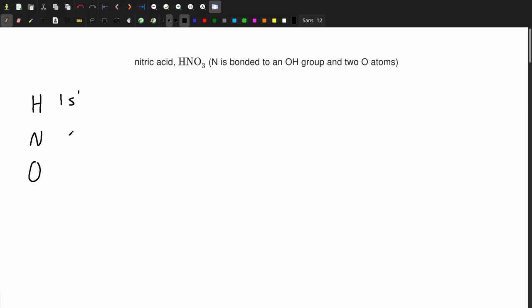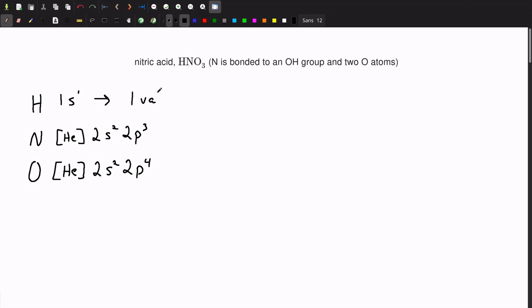Hydrogen's configuration is 1s1. Nitrogen has a helium core, 2s2, 2p3. Oxygen has a helium core, 2s2, 2p4. This gives us 1 valence electron, 5 valence electrons, and 6 valence electrons.